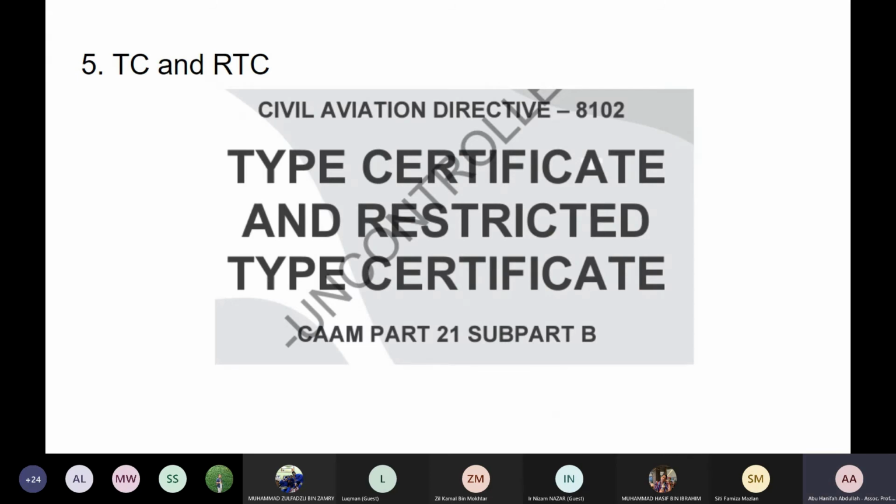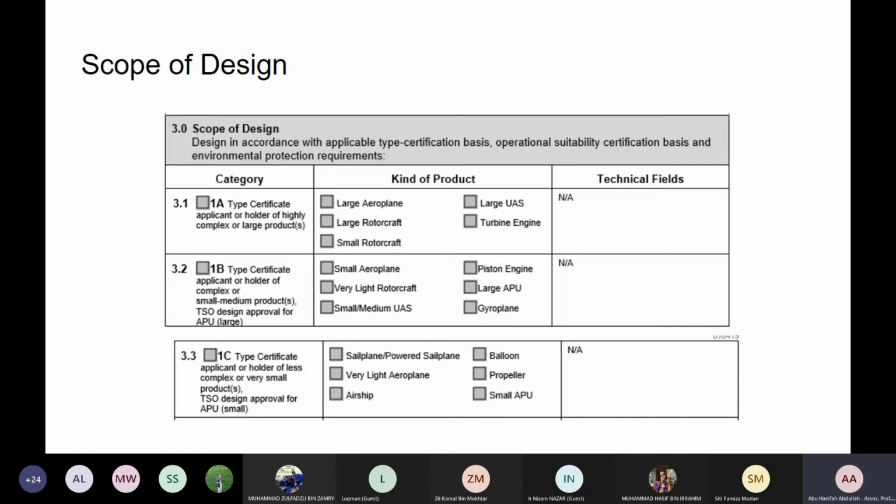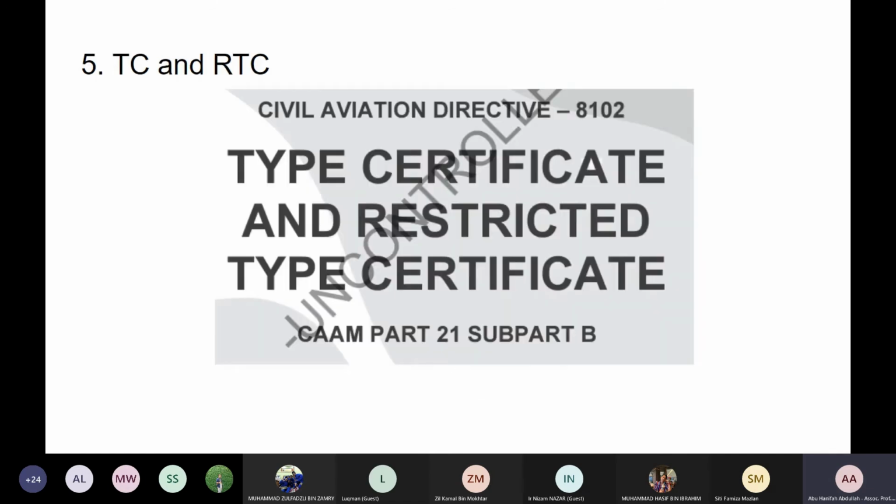And after you have the TOA, you are eligible to apply for the type certificate or restricted type certificate. So type certificate is if you have a small unmanned aircraft system under the scope, we apply for the type certificate. CAAM will issue you the type certificate of that drone, and then with that type certificate, you're eligible to have flight approval, either certificate of airworthiness.